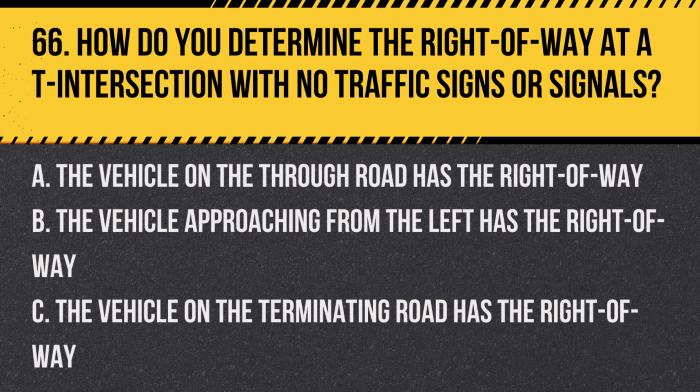Question 66. How do you determine the right of way at a T intersection with no traffic signs or signals? A. The vehicle on the through road has the right of way. B. The vehicle approaching from the left has the right of way. C. The vehicle on the terminating road has the right of way. Answer: A. The vehicle on the through road has the right of way. Vehicles on the terminating street must yield to traffic on the through road.